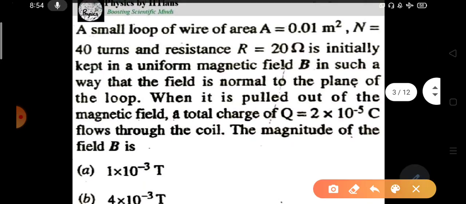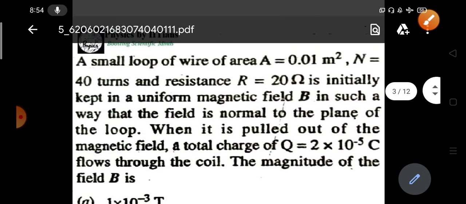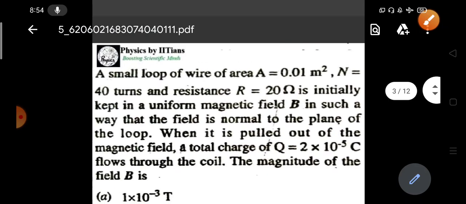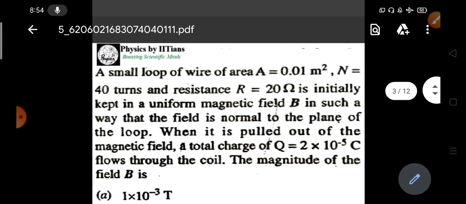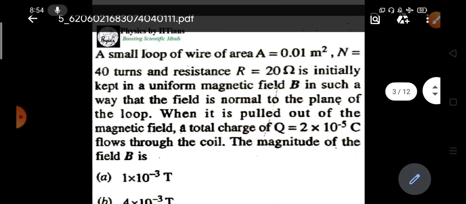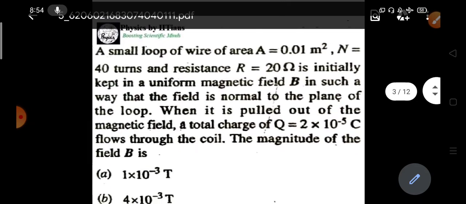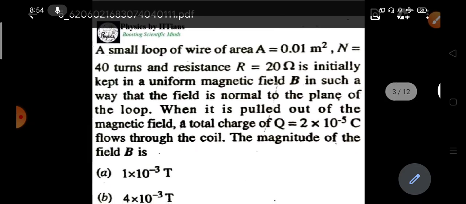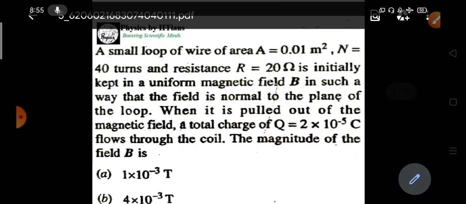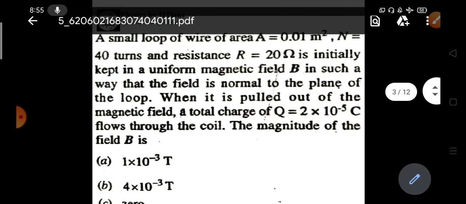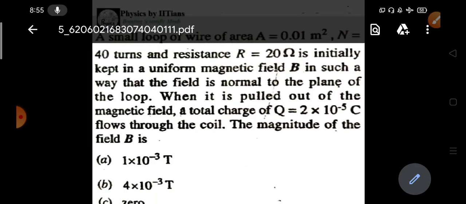So you have a small loop of wire. The area is 0.01 meter squared. Number of turns is 40. Resistance is 20 and it is initially kept in a uniform magnetic field in such a way that the field is normal to the plane of the loop. Now it is pulled out of the magnetic field.